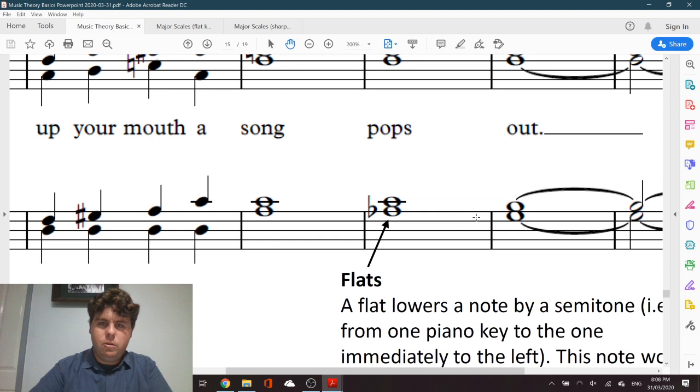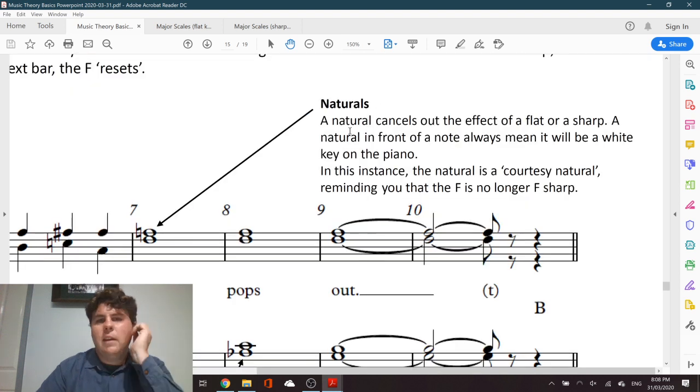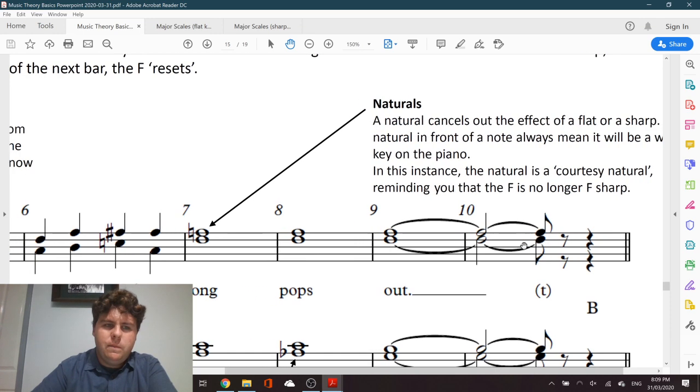There we go. Okay, naturals. A natural cancels out the effect of a flat or a sharp. A natural in front of a note will always mean... that should have, it's a typo. A natural in front of a note always means it will be a white key on the piano. So this here is an F natural. In this instance, the natural is a courtesy natural, reminding you that the F is no longer F sharp.